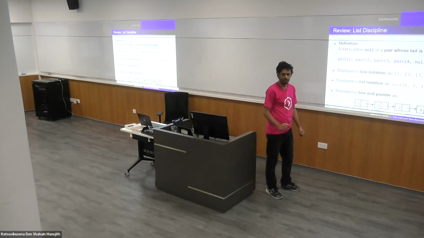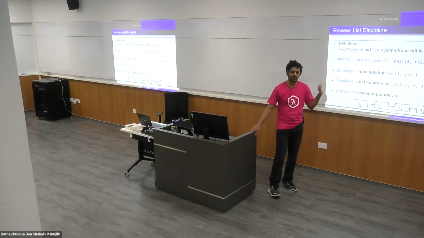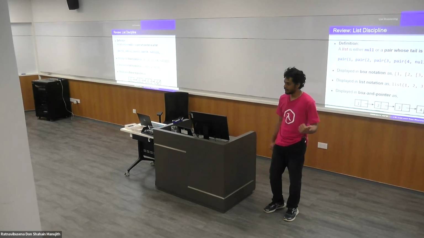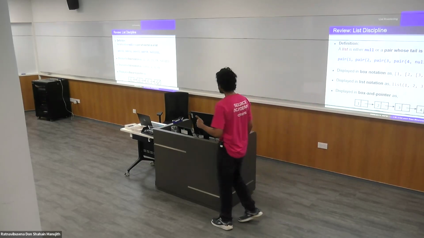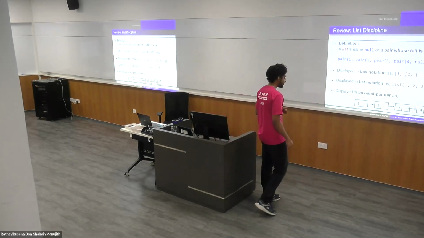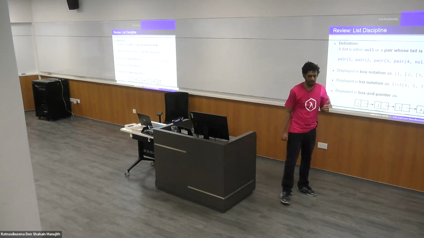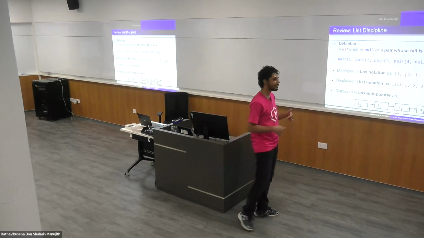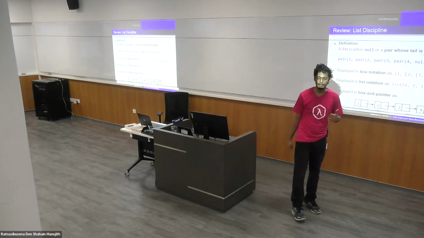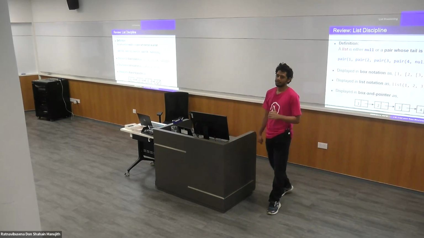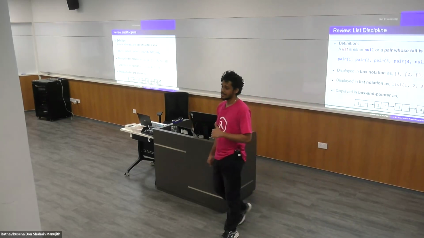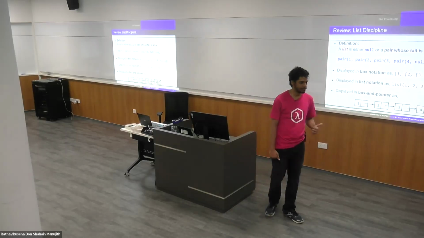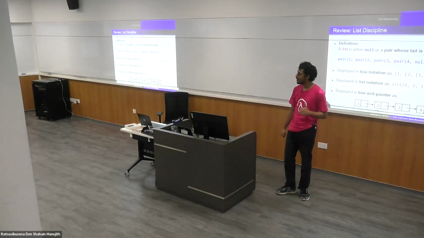A list, this definition is important. It's important that you memorize this definition, because the more you memorize it, the easier it is for you to answer questions. So a list is either null or a pair whose tail is a list. What type of definition is this? This is a recursive definition. Why? Because list is defined in terms of itself.